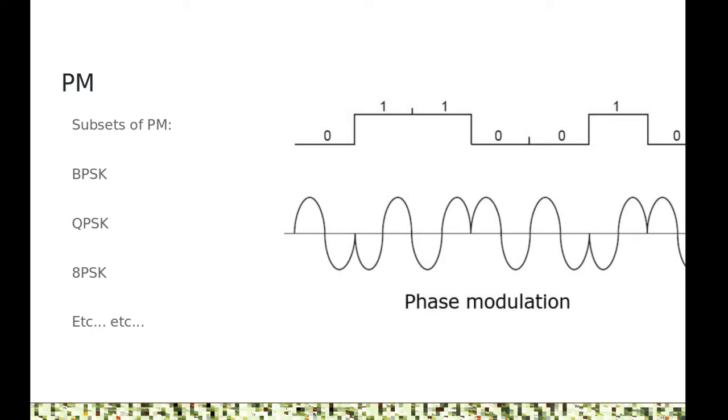Now, it doesn't really work very well to have one phase be a 1 and another phase be a 0, because it's kind of hard to get a reference there. But if you have no phase change be a 0 and then a phase change be a 1, then your receiver can pick up on that pretty well.